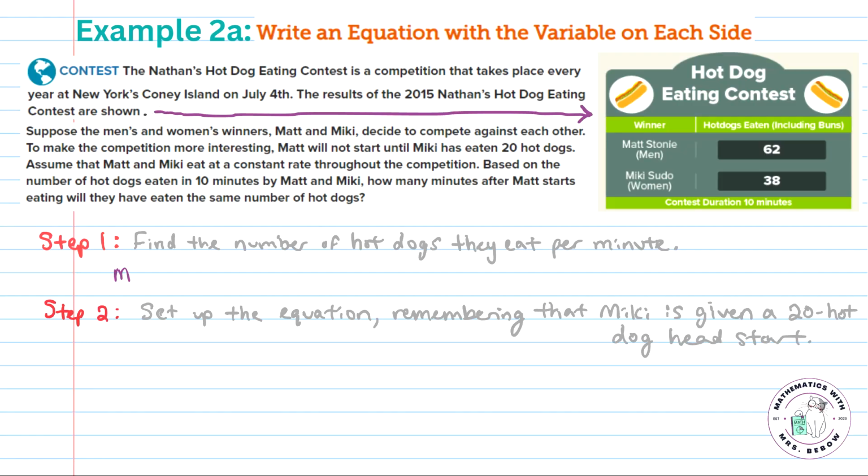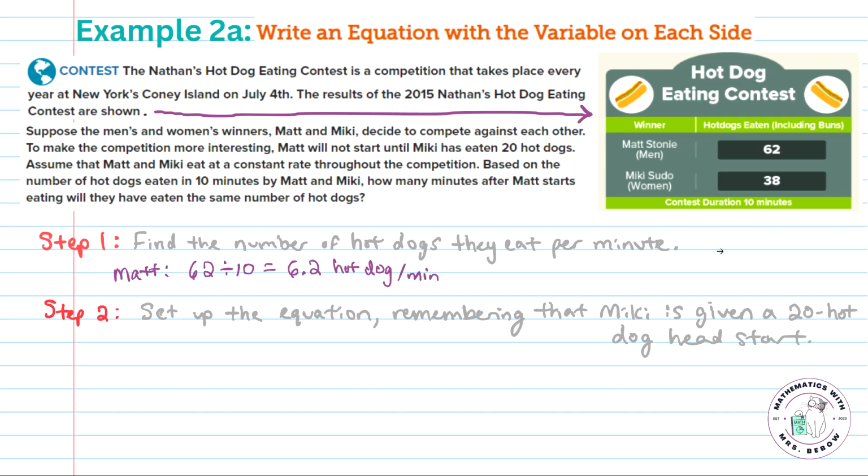So let me label this Matt. He does 62 hot dogs, and then we're going to divide that by 10 minutes. And so we know that he's eating 6 2/10 of a hot dog per minute, which is wild.